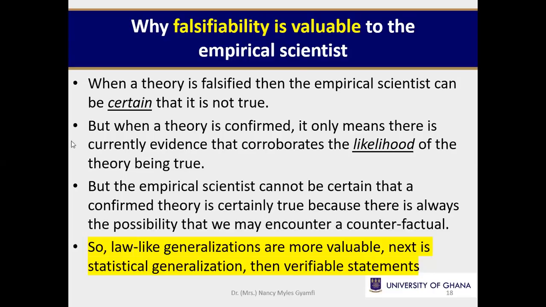So the third point I put there is the empirical scientist cannot be certain that a confirmed theory is certainly true, because there is always a possibility of a counterfactual. Therefore, what should you say in your mind? Law-like generalizations are more valuable. Next is what? Statistical generalization. Then what? Verifiable statement. I sincerely have to pause here, otherwise we'll have a long content.